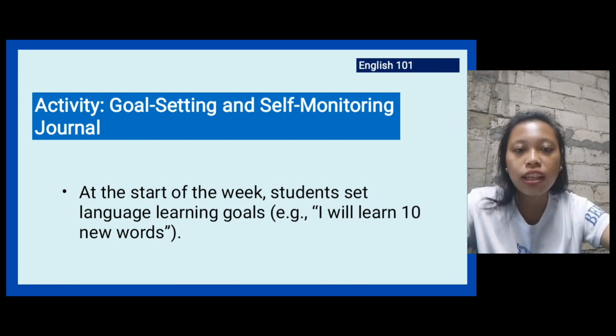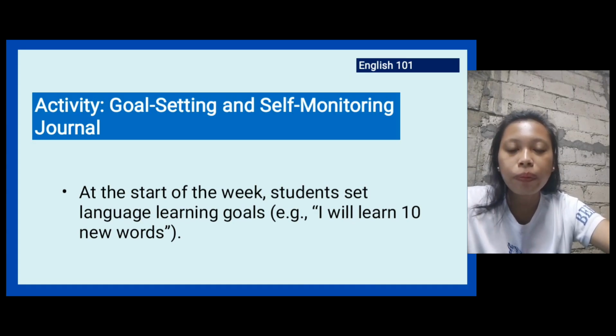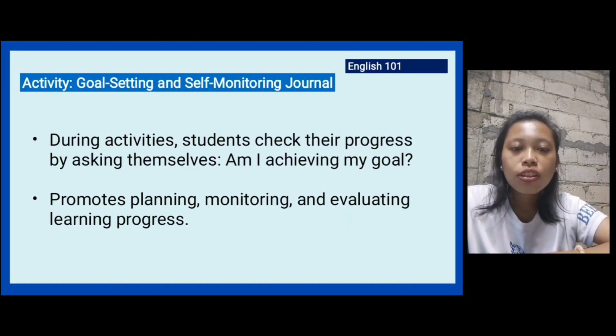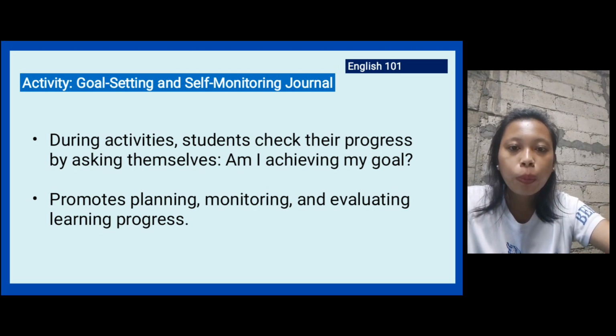Okay, next activity is goal setting and self-monitoring journal. At the start of the week, students set language learning goals. Example, I will learn 10 new words. During activities, students check their progress by asking themselves, am I achieving my goal? Promotes planning, monitoring, and evaluating learning progress.